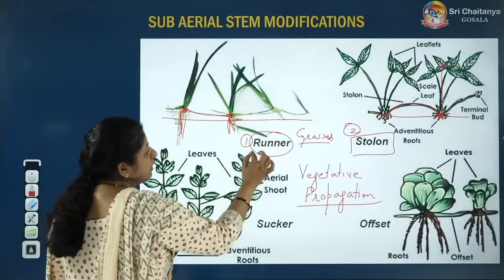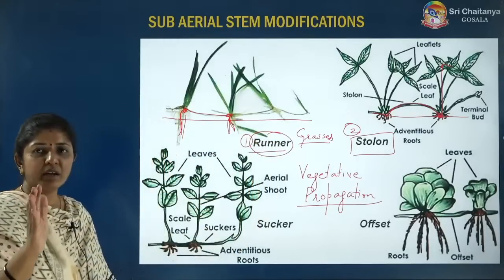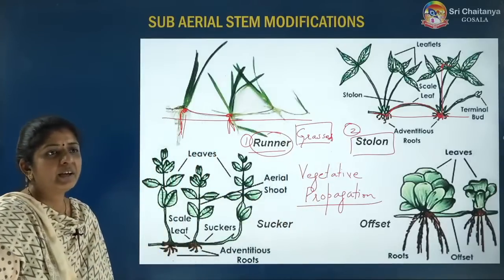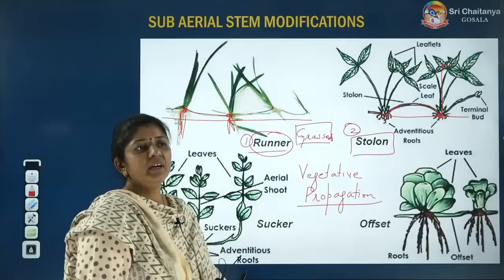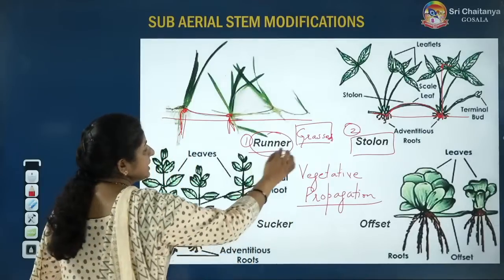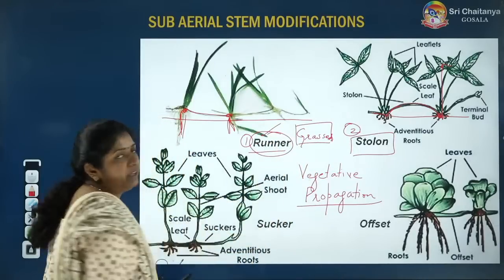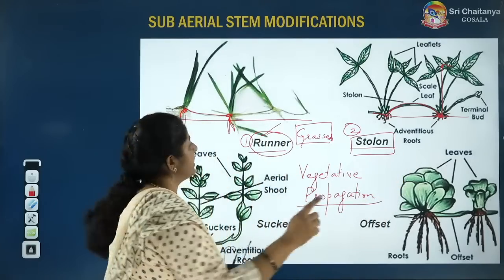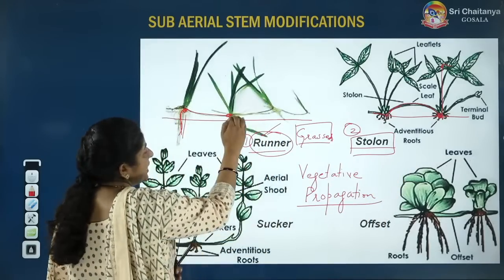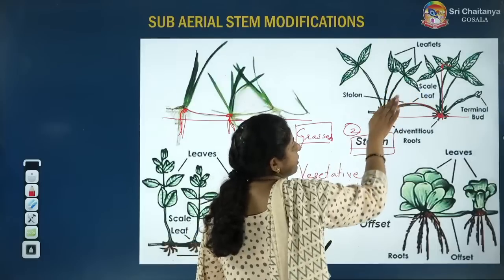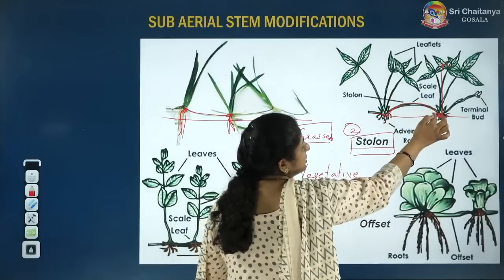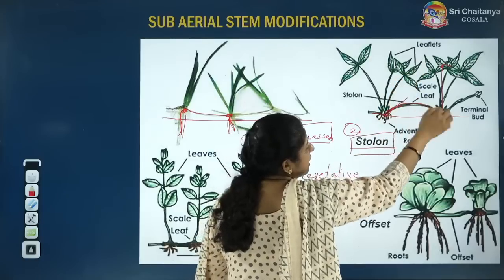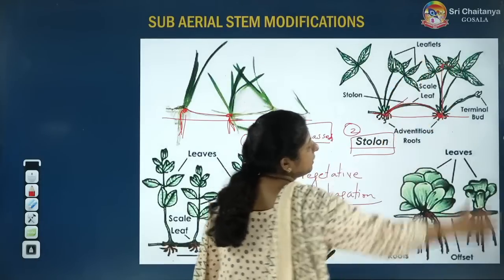Touching the ground. What one category did we discuss? Runner. What is an example over there? Grasses. So when we discuss grasses, the example will be runners. Then when we discuss stolons, what is the difference here and here? The runner goes straight, but here it arches downward like this. And where it touches, it is a lateral branch, but it is not going straight. It arches downward, and where it touches, it gives rise to a new plant.